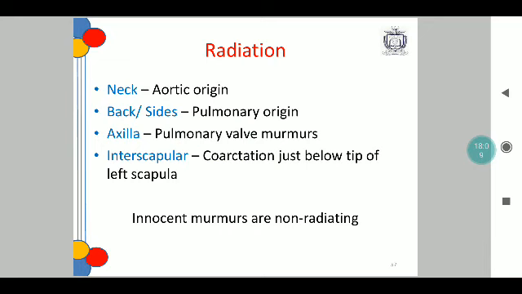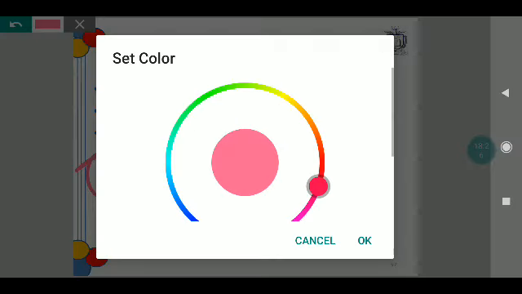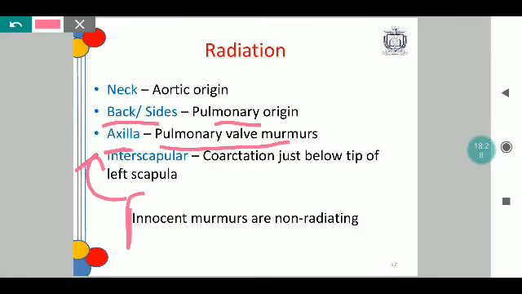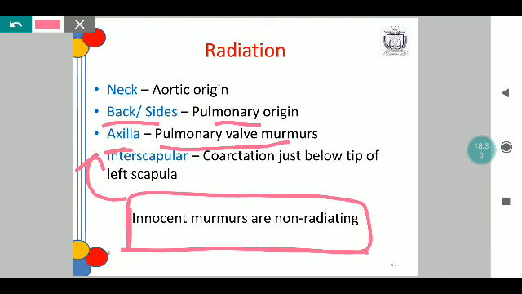Now coming to radiation, aortic murmurs tend to radiate to the neck, and pulmonary murmurs radiate to the back and to the side. Pulmonary valve murmurs radiate to the axilla also, and coarctation of aorta murmurs radiate to the interscapular region also. But the point I want to highlight is that innocent murmurs are non-radiating.